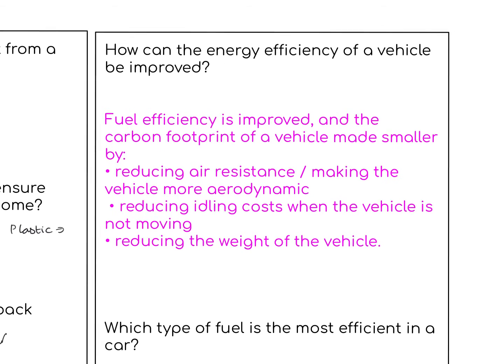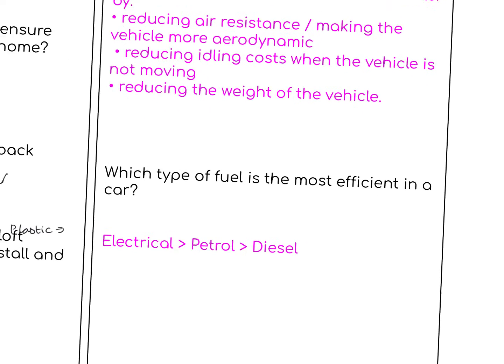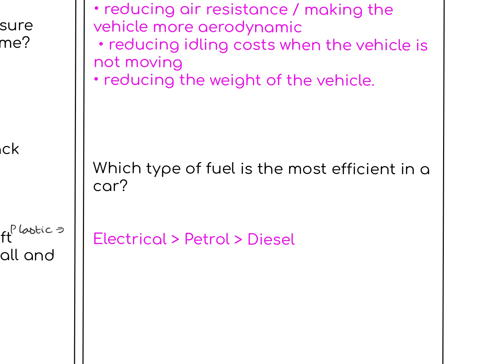Then a little bit about improving the efficiency of cars. Okay, we want to reduce our carbon footprint. So vehicles can be made smaller and better, more efficient by reducing air resistance, making the vehicle more aerodynamic, reducing idling losses when the vehicle is not moving, and reducing the weight of the vehicle. What type of car is most efficient? Electric cars are the most efficient, followed by petrol, then diesel.